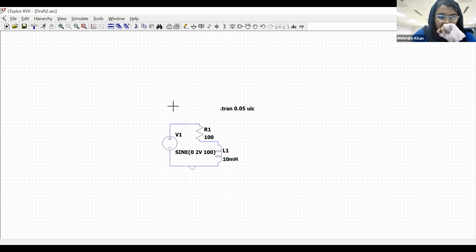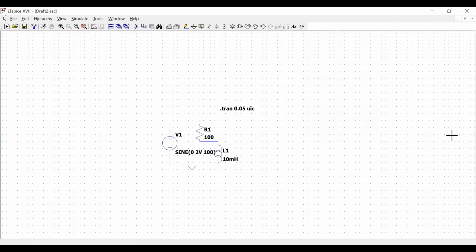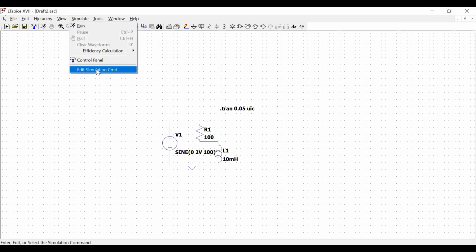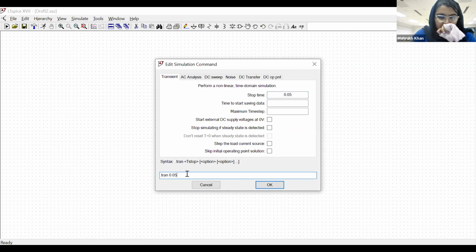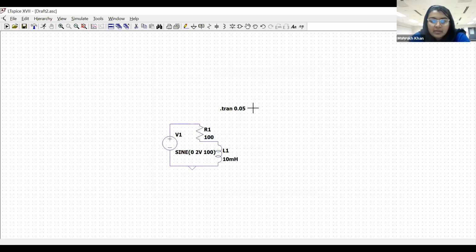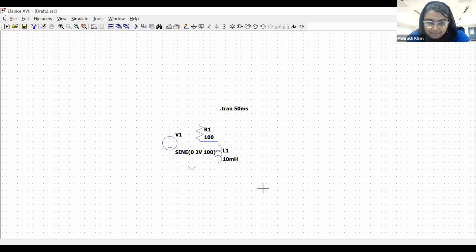What is this UIC? I think you clicked skip initial operating point solutions. I think that's the difference. Okay. The bottom checkbox. Here, no, yeah, it went away now. Let's see. Okay. So, but I want to make sure. Okay. Okay.